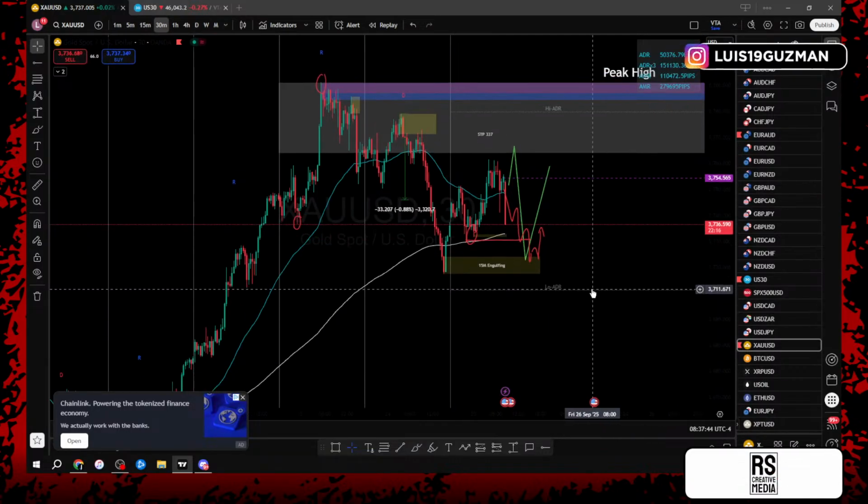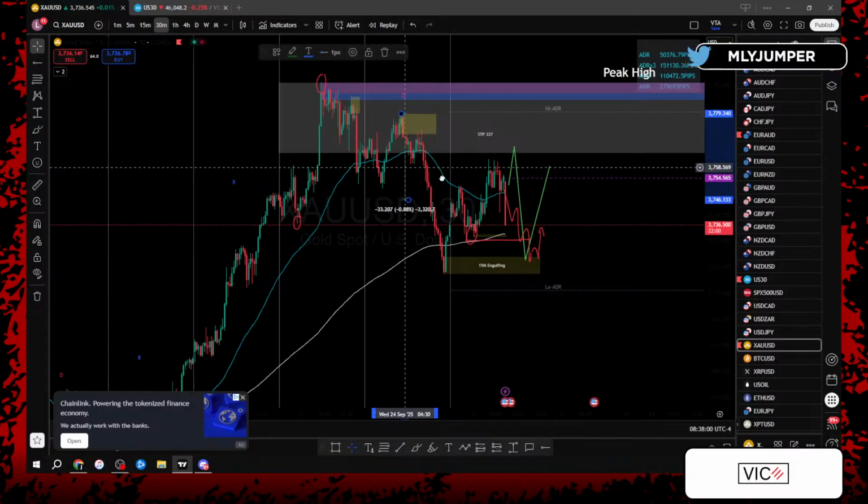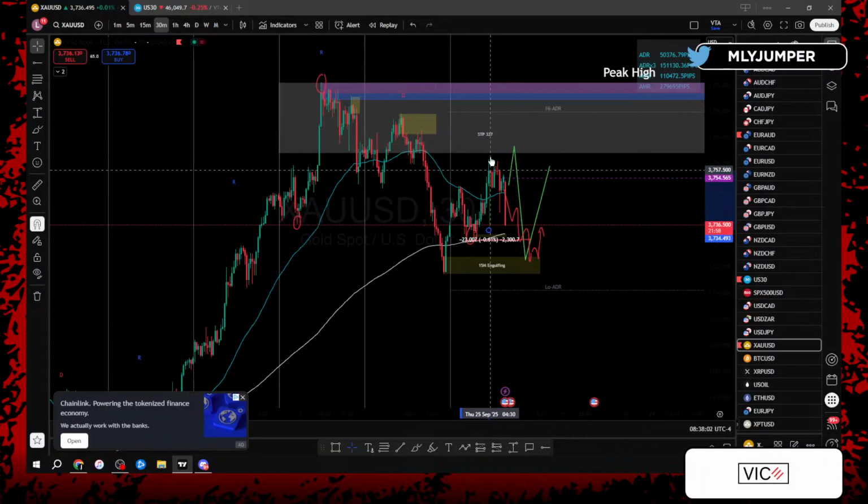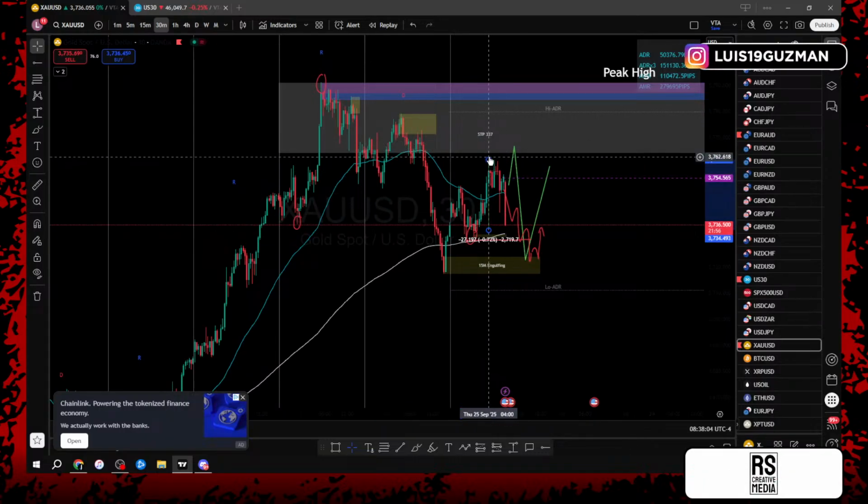We got to keep an eye on STP too. We kind of didn't put that in perspective, which at this point, if price goes down to that 15-minute engulfing, we're not gonna have enough room for price to move. So let's do this to 337.